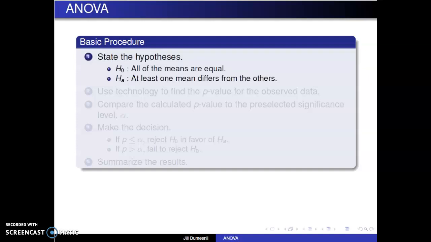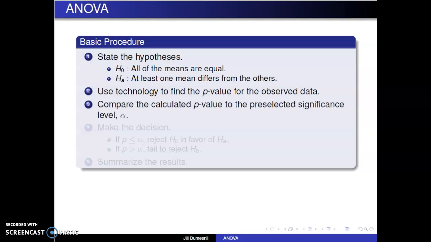State the hypotheses. The null hypothesis is always that all of the means are equal. The alternate hypothesis is always that at least one of the means is different. Then use technology to compute the p-value for the observed statistic. Compare the calculated p-value to the significance level alpha.